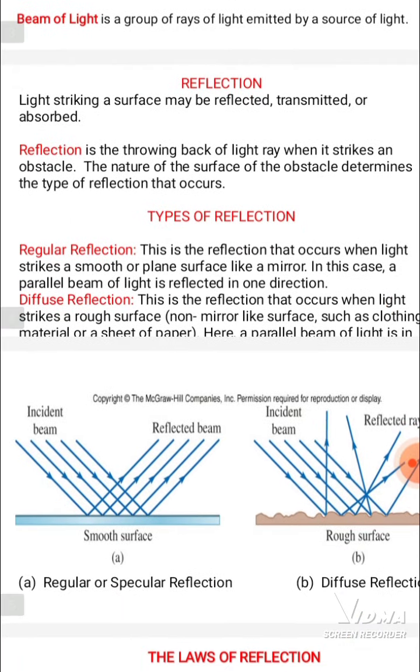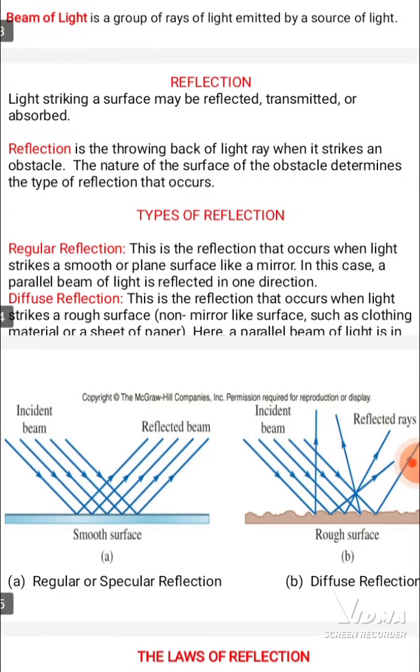Now, let's go to reflection of light. Reflection of light is the change in direction of light after hitting a surface, or the throwing back of a light ray when it strikes an obstacle. The nature of the surface of the obstacle determines the type of reflection that occurs. Basically, we have two types of reflection: regular reflection and diffuse reflection.